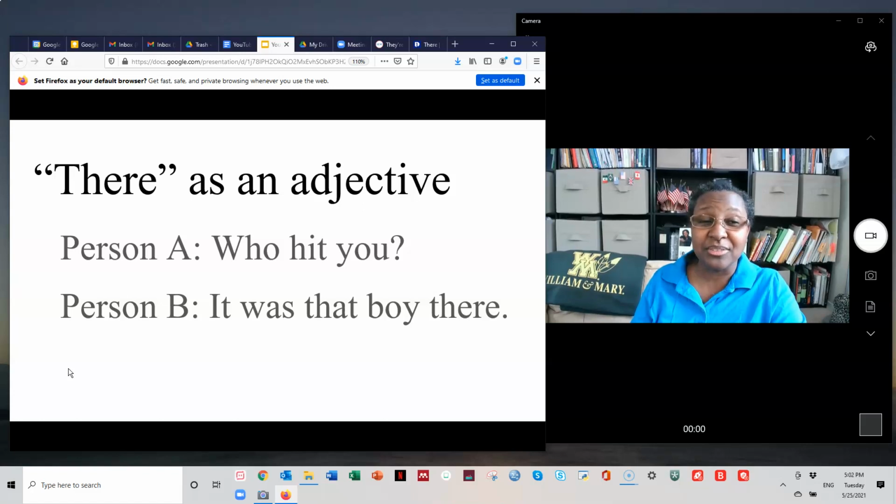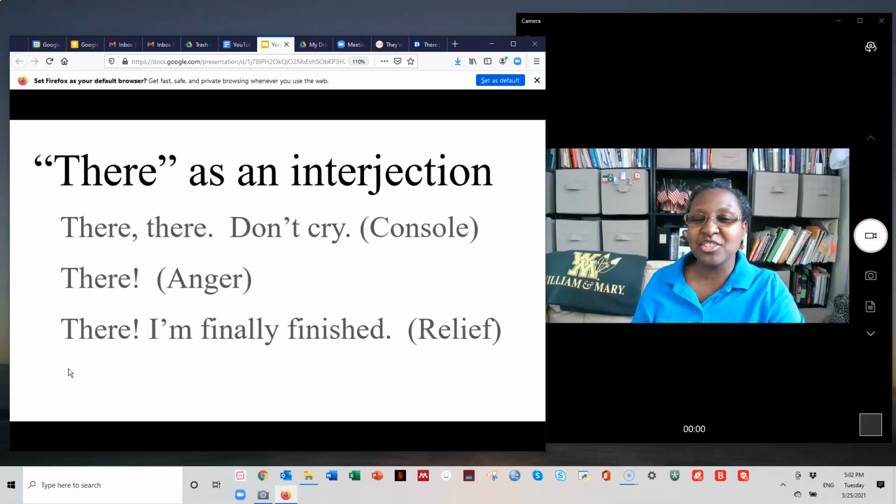There can be an adjective. If person A asks, who hit you? And person B says, it was that boy there. Now there has modified the word boy or described it and has become an adjective. That boy there.